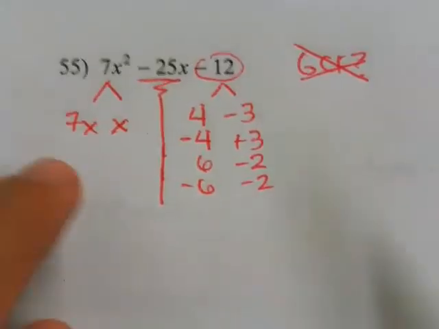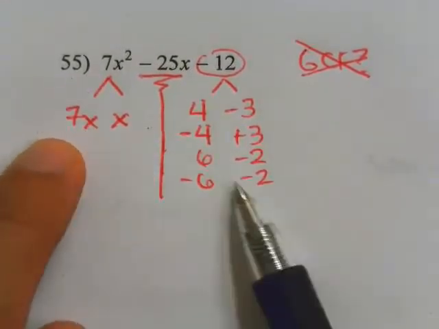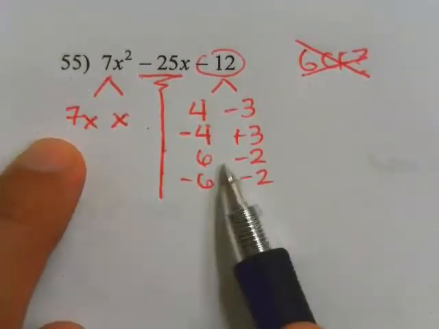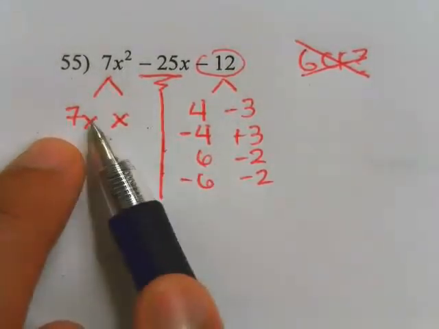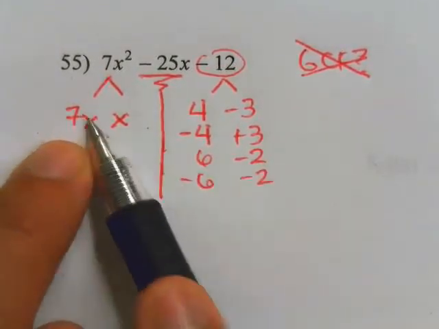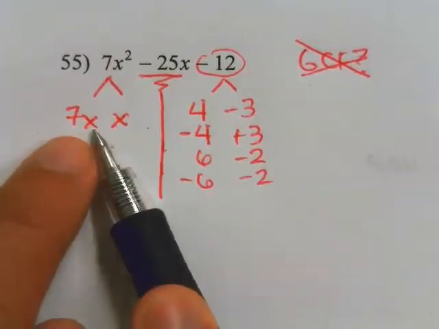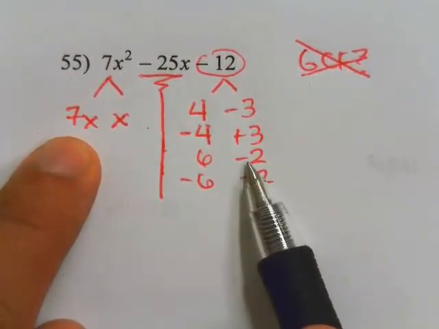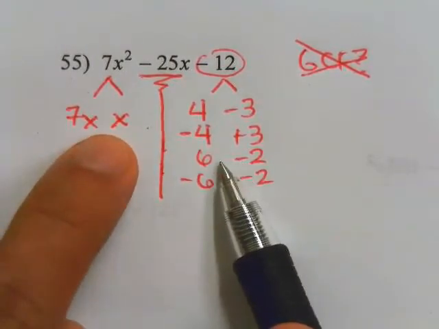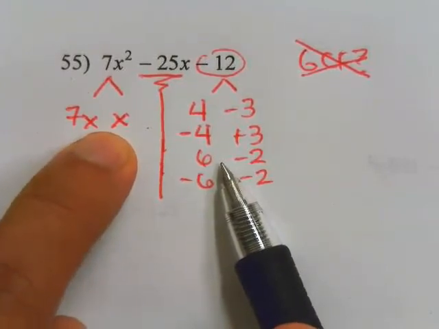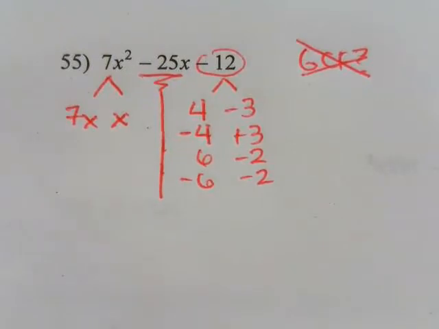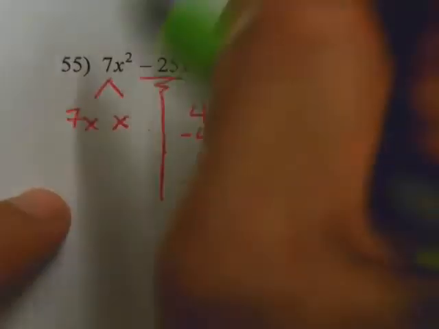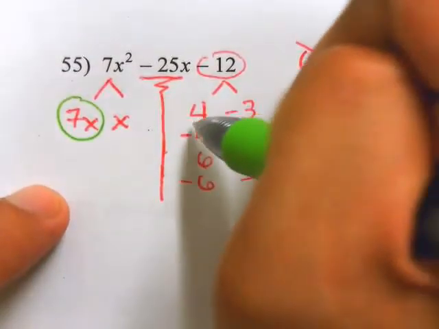I'm just going to do this slowly in my head. And I'm already going to eliminate 7 times 6 because 7 times 6 is 42. It's a little bit too much. And don't forget, you can also go the other way as well. 7 times negative 2 is negative 14. Plus 6 is going to be negative 8. I think that's a little bit too little. So I think the correct answer is we're going to pair up the 7x with the negative 4.